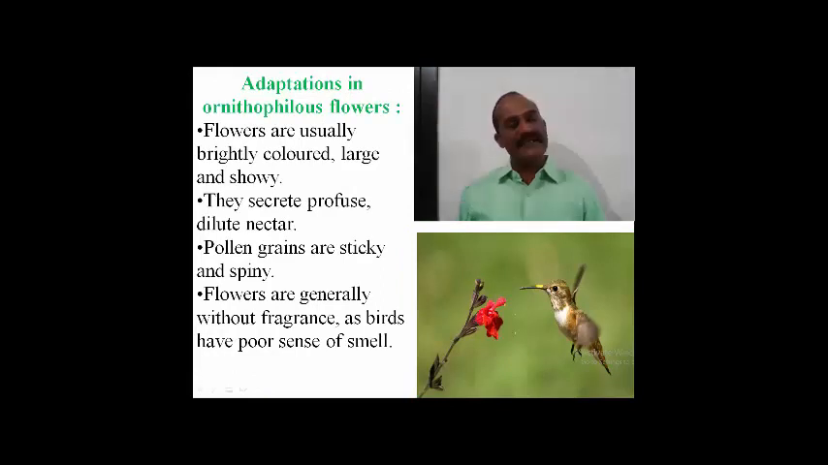If we see the adaptations shown by the bird pollinated plants, the flowers are usually brightly colored, large and showy for attracting the birds. They secrete profuse dilute nectar, that is the main objective of the birds to visit the flower. Pollen grains are sticky and spiny, very easily getting stuck to the beaks of the birds, and flowers are generally without fragrance as birds have a poor sense of smell. So there is no requirement of nectaries, but definitely they are attractively colored and a copious amount of nectar is produced.